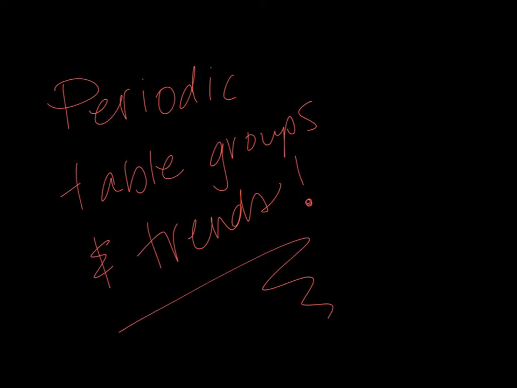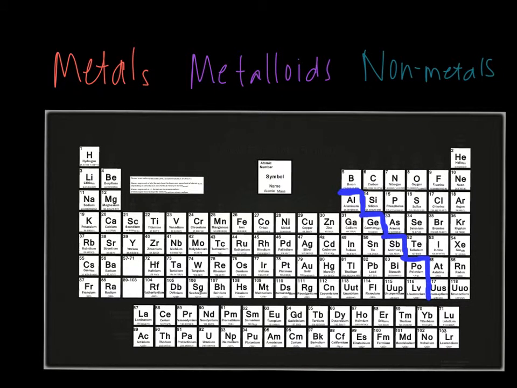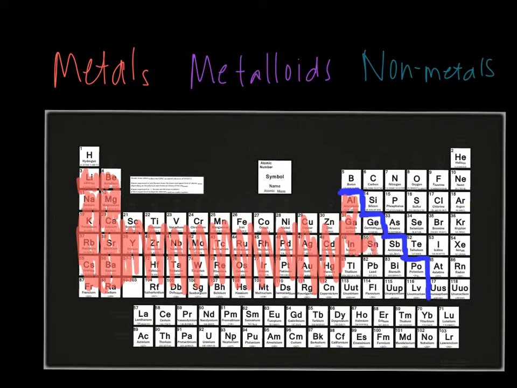Alright, this video is about the periodic table groups and trends. So we've got the periodic table, which is broken down into three main groups: metals, metalloids, and nonmetals. The metals are all going to be on this side of the periodic table, on the left side of the blue line, so all of these are metals, including aluminum, and the rest of the elements that touch the line are not metals.